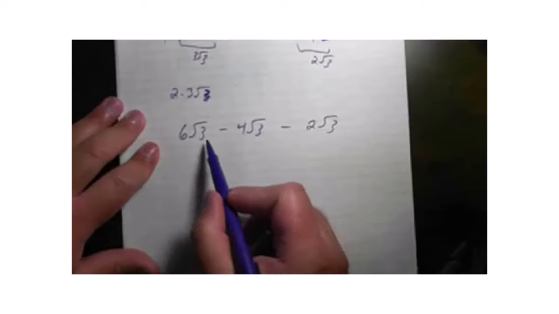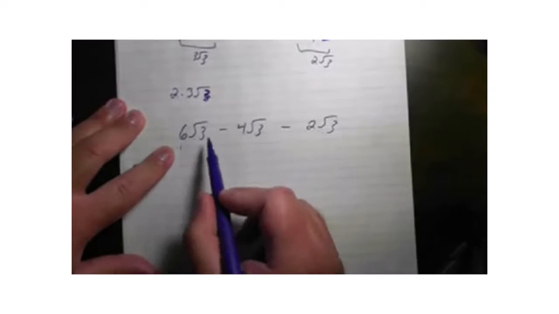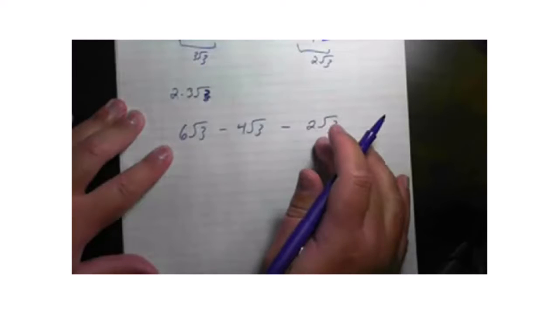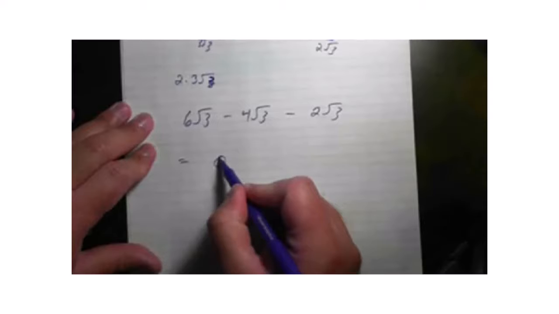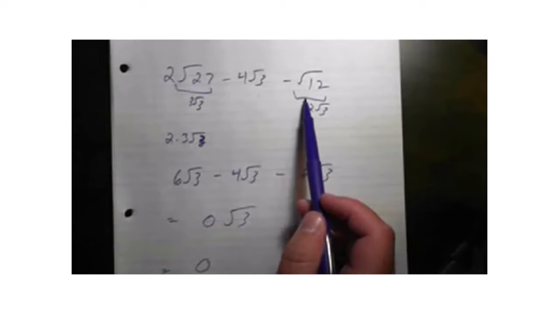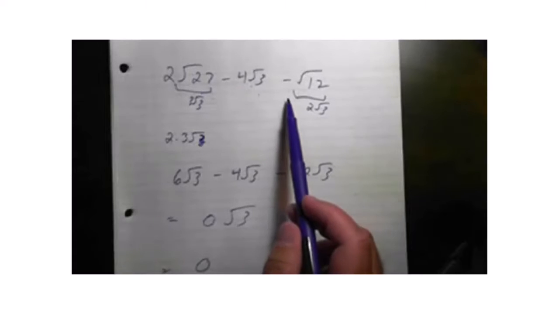And you can see here, these are all root 3 terms now, so I can put them together. Well, 6 root 3's take away 4 root 3's would give me 2 root 3's. And then 2 root 3's take away 2 root 3's would actually give me 0 root 3's. Of course, 0 times root 3 is equal to 0. So that would be my final answer. Okay? So the important thing to realize there is that if initially your radicals don't look like radicals, you may be able to simplify them to make them like radicals.